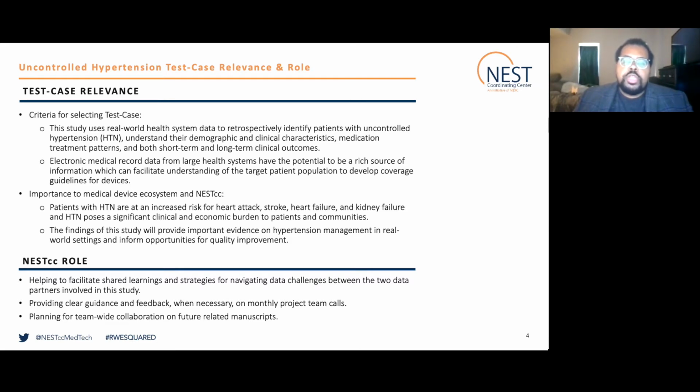Knowing that patients with hypertension are at an increased risk for stroke, heart attack, heart failure, and kidney failure, it is important to also understand that hypertension can carry a significant economic and clinical burden to patients, families, and communities that hypertension affects. The role of NEST in this study was comprised of providing clear and timely guidance, as well as feedback when necessary throughout the life cycle of the project, which included navigating any challenges that may have arisen. Stakeholder management was also pivotal to this study to ensure that data partners and the sponsor organization were in alignment to ensure all needs were being met.